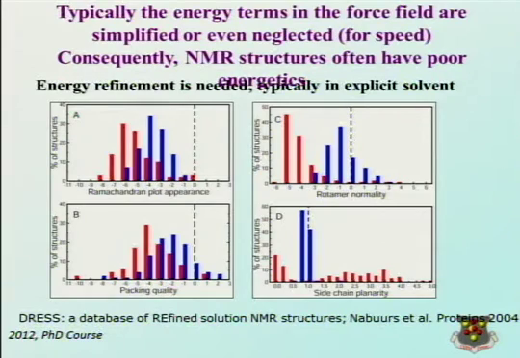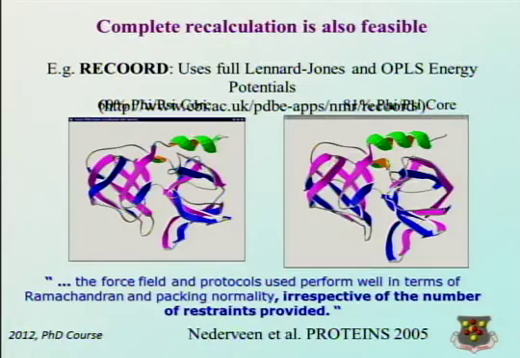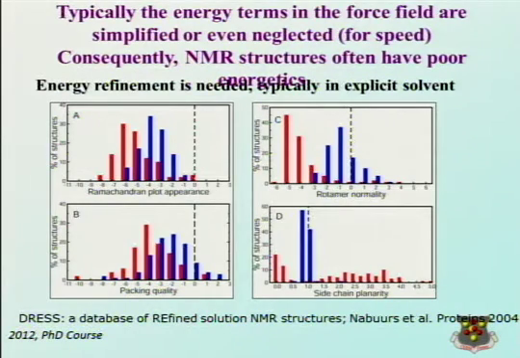But the result of this is that the quality of the structures that you obtain in this way is often poor, because you don't get a good representation of the typical features of proteins. So you don't get charges that are correctly paired, you don't get enough hydrogen bonds and things like this. And the way you correct this is by doing the so-called energy refinement.